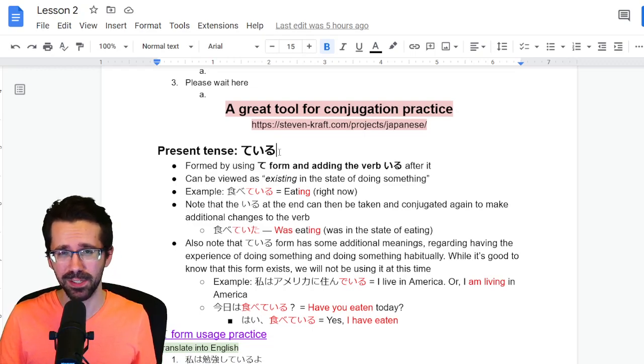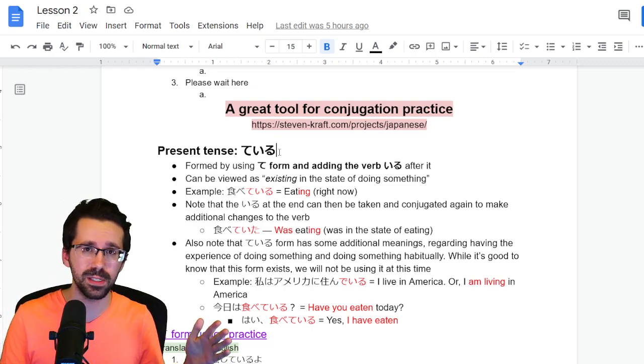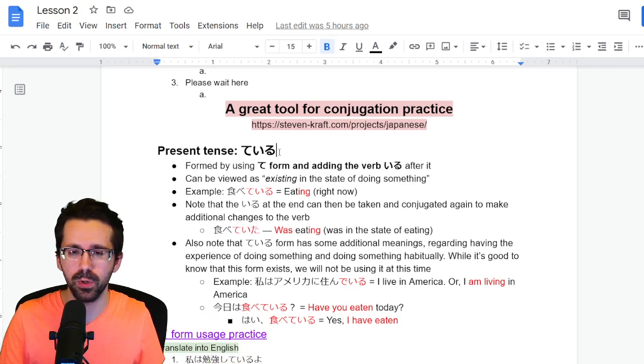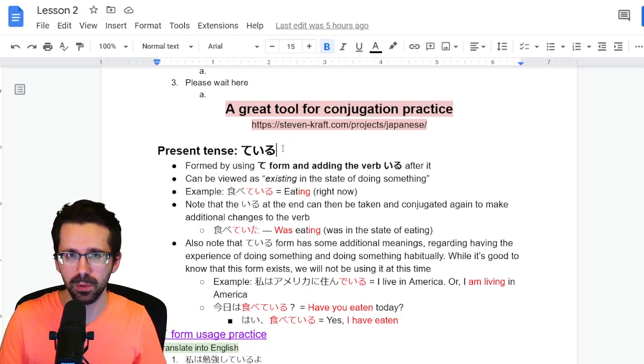If you haven't mastered te form by this point, that's fine. You can continue to use the te form conjugation sheet to help you along. Of course, at some point you will want to have te form memorized, and you can use this link here, Stephencraft, in order to help you do so. But again, you are welcome to continue looking at that te form conjugation sheet for now until you have memorized te form.